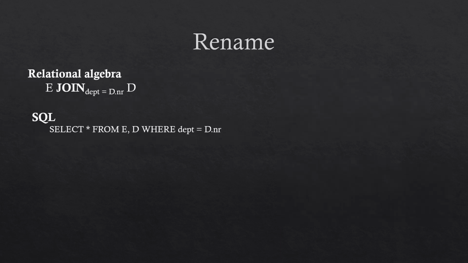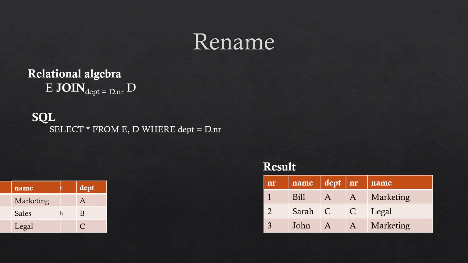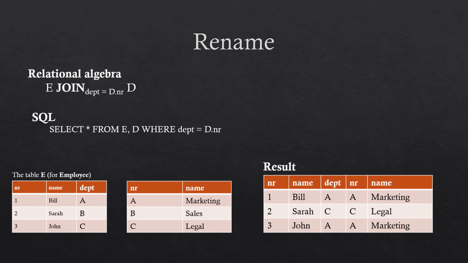We also have the relational algebra for this, the SQL, the result table, and the two tables we use. We have the employee table, which is E, then the department table, which is D. For the relational algebra, we join the employee table to D, so employee.dept must be equal to department.nr. For SQL, we select all the columns from the employee table and the department table, where employee.dept must be equal to department.nr.